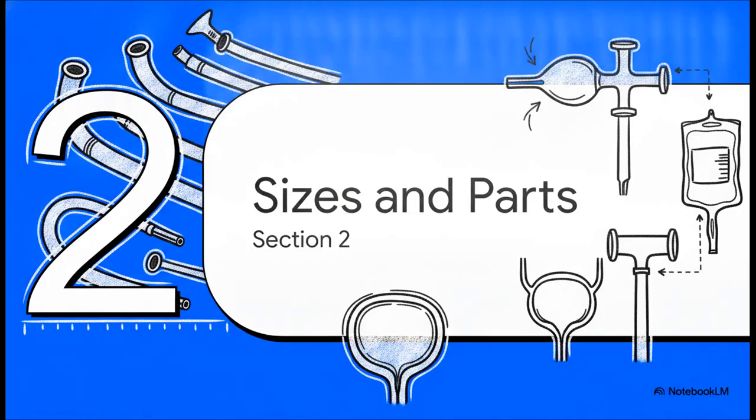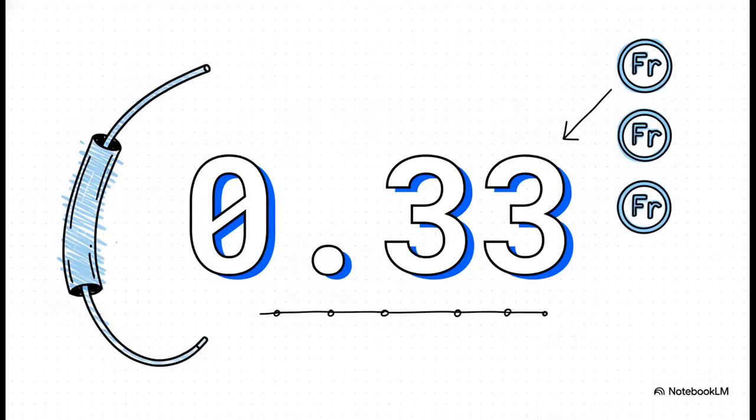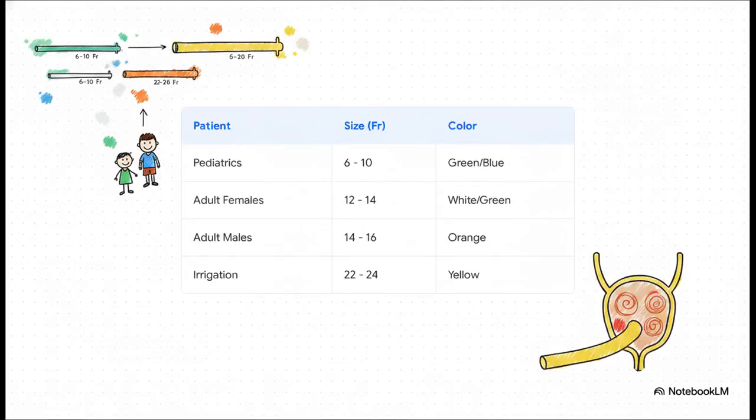Moving right along to Section 2, Catheter Sizes and Parts. Okay, sizing. It's all about the French scale. You're going to see catheters labeled with an FR number. To picture this in your head, roughly 3 French units equal just 1 single millimeter in diameter. So think about the thickness of a credit card. Now, please don't get tripped up here. Unlike IV cannulas, where a larger gauge number actually means a smaller needle, the French scale is totally straightforward. A larger number directly means a larger, thicker tube.